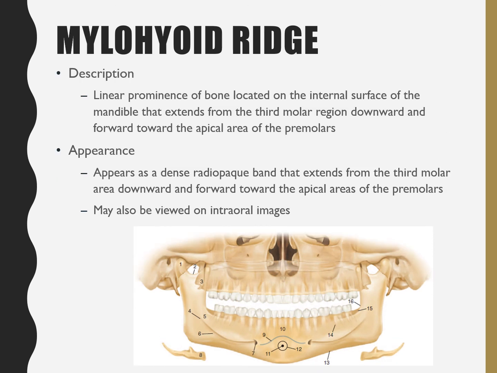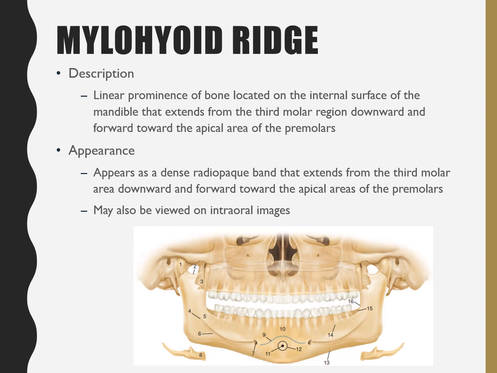Mylohyoid ridge. That's just a fun word to say. If you haven't practiced saying this word out loud, you need to try it because the way it makes your mouth move is really fun. So it's mylohyoid ridge. It is a linear prominence of bone located on the internal surface of the mandible that extends from the third molar region downward and forward toward the apical area of the premolars. So it is on this little thing here.